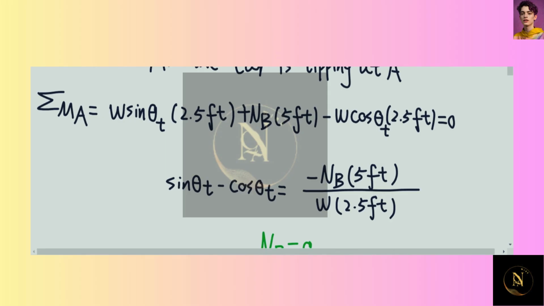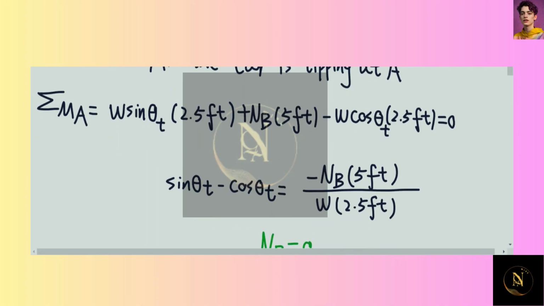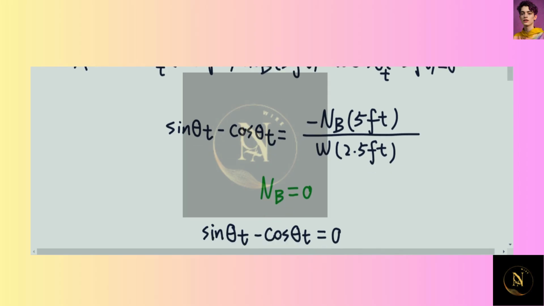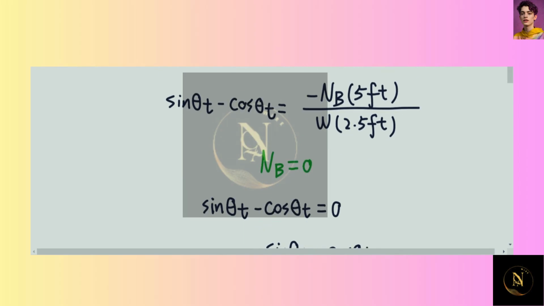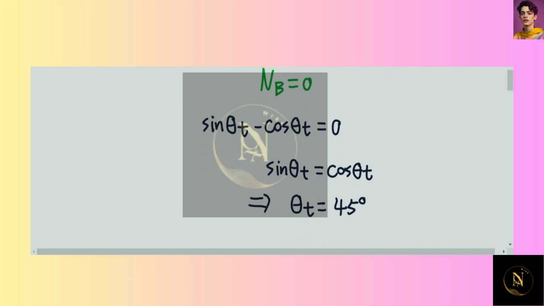Since we assume that the car is tipping at point A, the normal force at point B should be equal to 0. Because when the car is tipping at point A, that means the side of the car at point B is completely off the ground. Therefore, the normal force at point B is 0, and this gives us sine theta T minus cosine theta T is equal to 0. So sine theta T is equal to cosine theta T, which means that angle theta T is equal to 45 degrees. So the tipping angle is equal to 45 degrees.